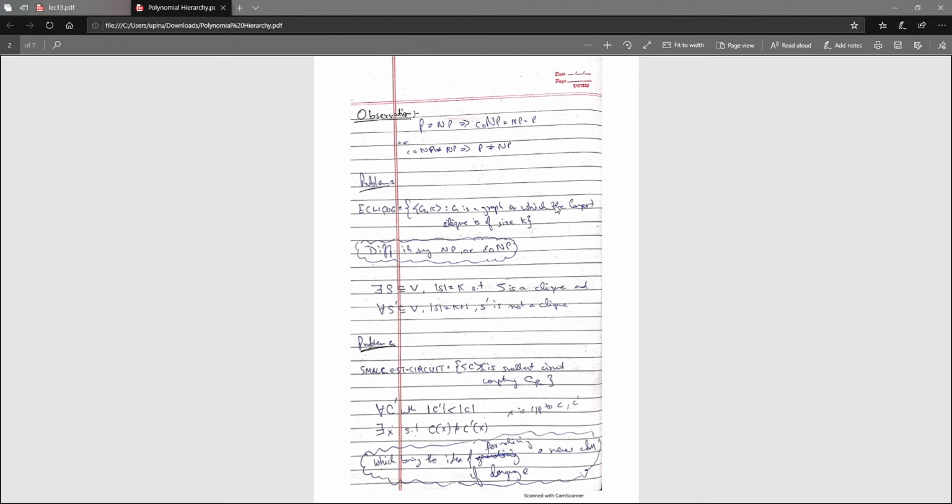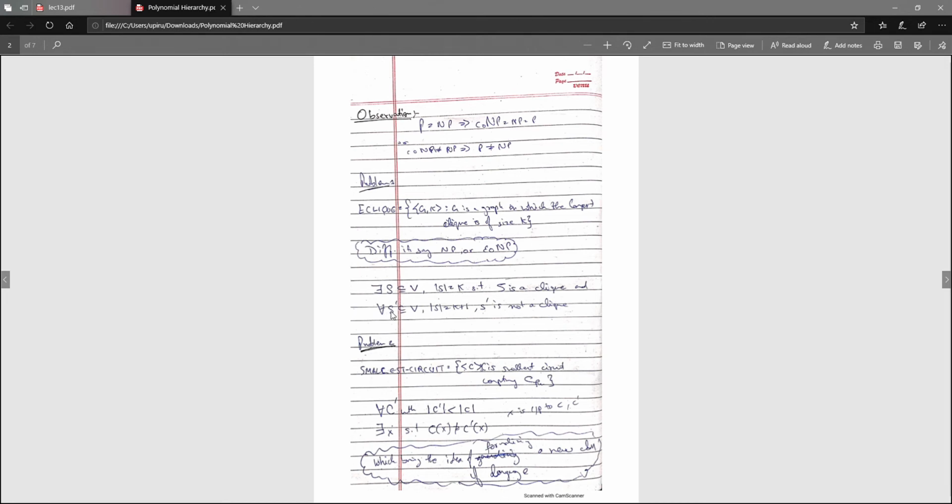Yeah. So in this case also you can see that there exists an S, a subset of V, such that the size of S is equal to K and S is a clique, and for every S prime, which is also a subset of V and has size K plus 1, S prime is not a clique, right? So there are two quantifiers in here: one is existential and another one is universal.